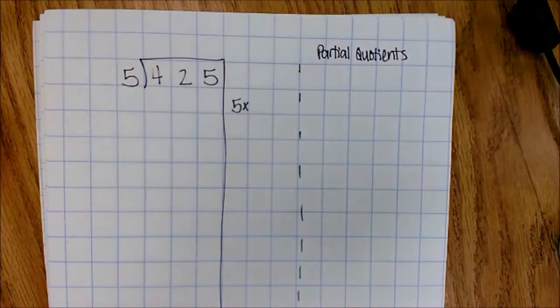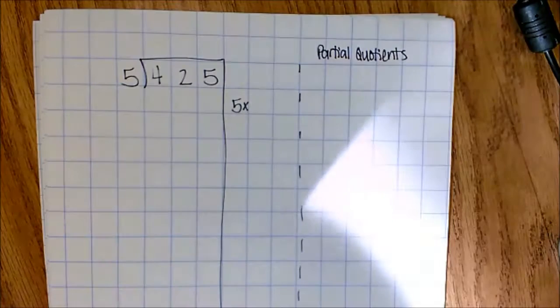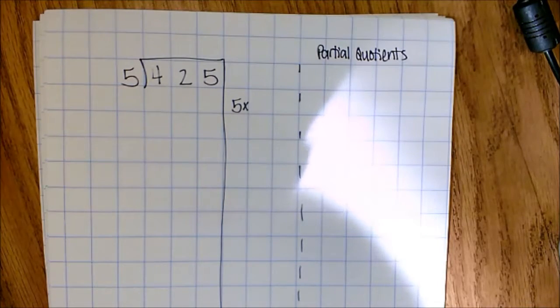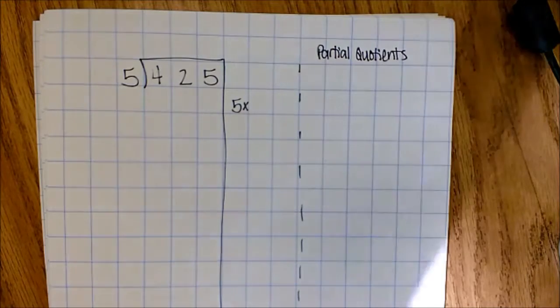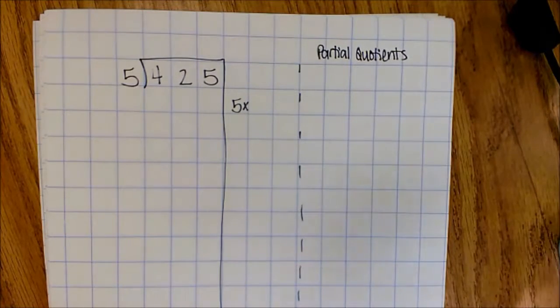5 times 20, but that's not big enough. I need to think bigger. So if I go 5 times 100, that's 500. So what if I choose to say 5 times 80 instead, or 5 times 90 instead?